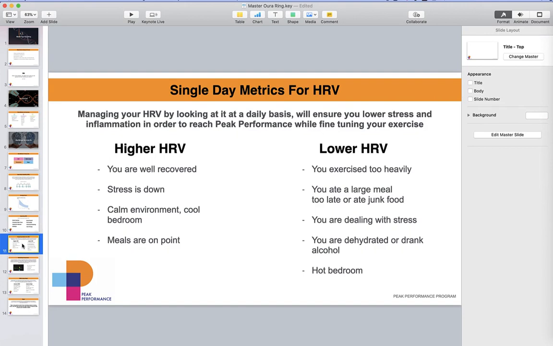Now, looking at single day metrics for HRV. Managing your HRV by looking at it on a daily basis will ensure you lower stress and inflammation in order to reach peak performance while fine-tuning your exercise.